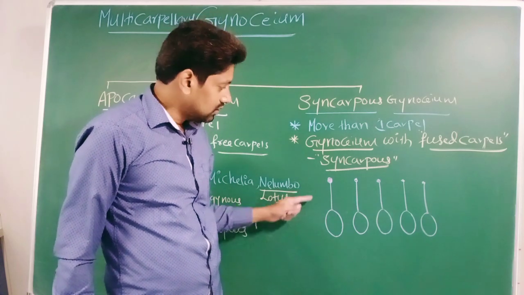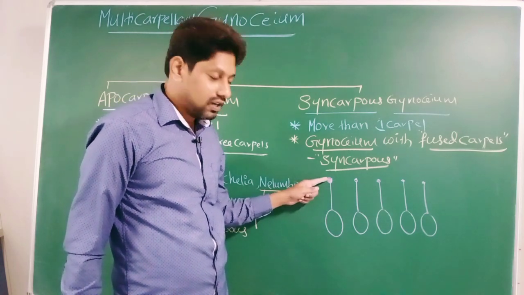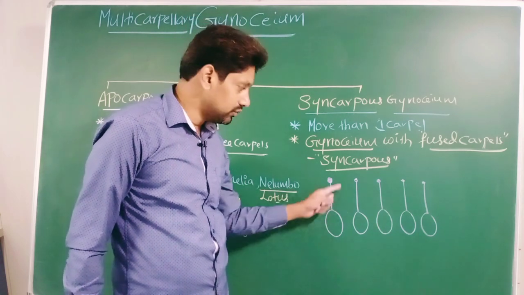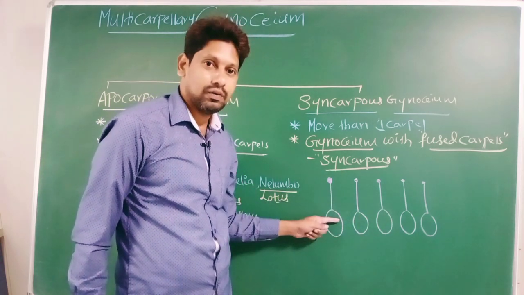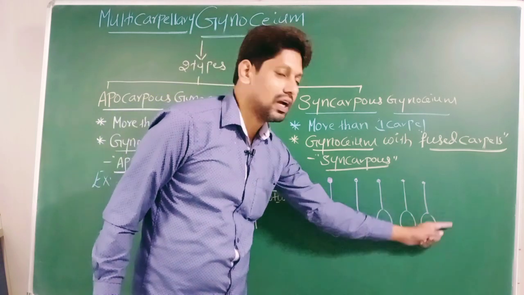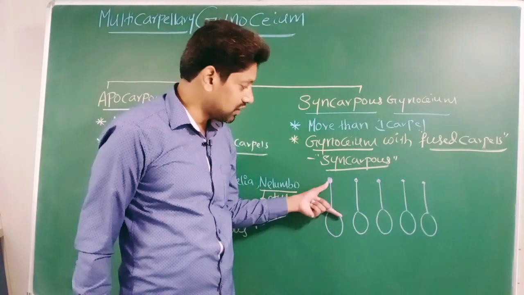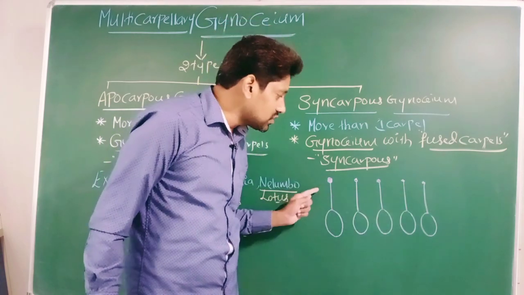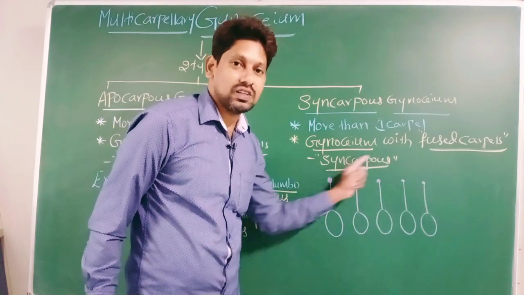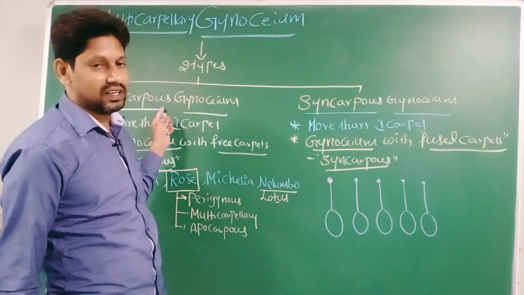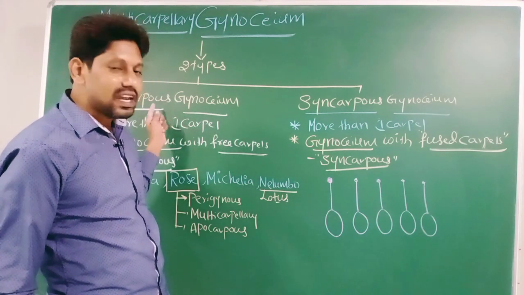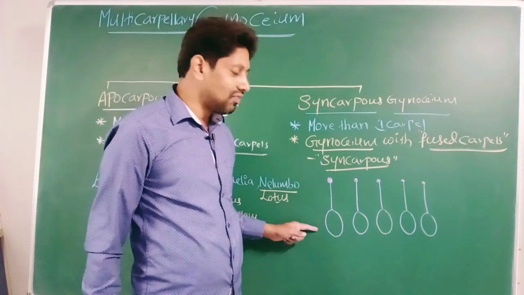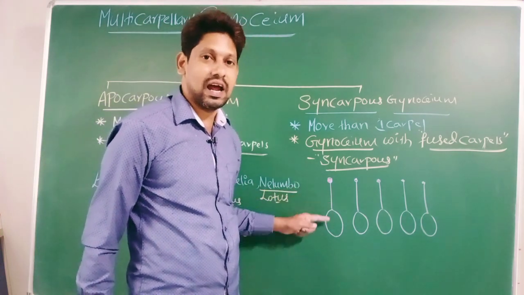Sir, here this is stigma, this is style, this is ovary, right? Is this carpel fused with another carpel? No. It means here the gynecium is with how many carpels? 5 carpels. 1, 2, 3, 4, 5. These 5 carpels are free. So this gynecium becomes apocarpous gynecium. Yes or no?